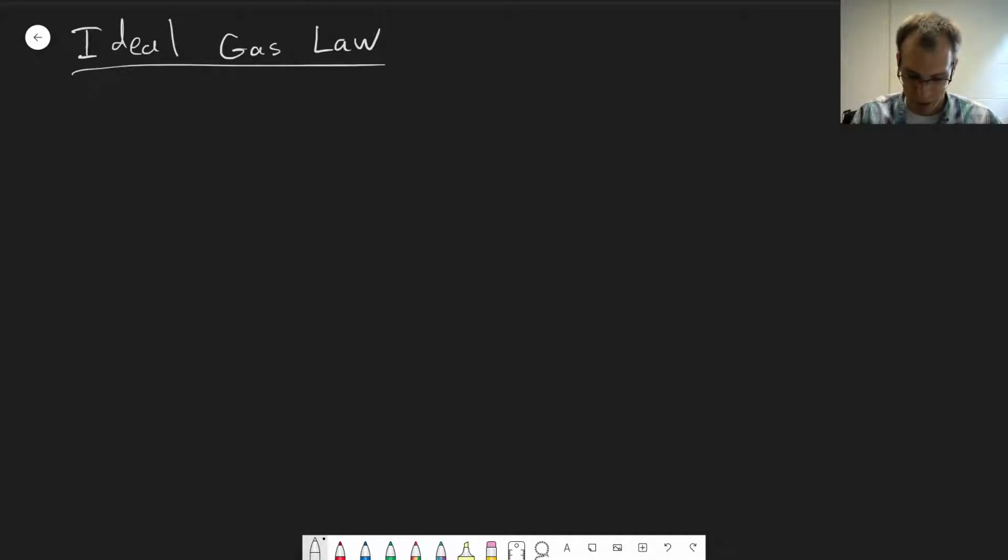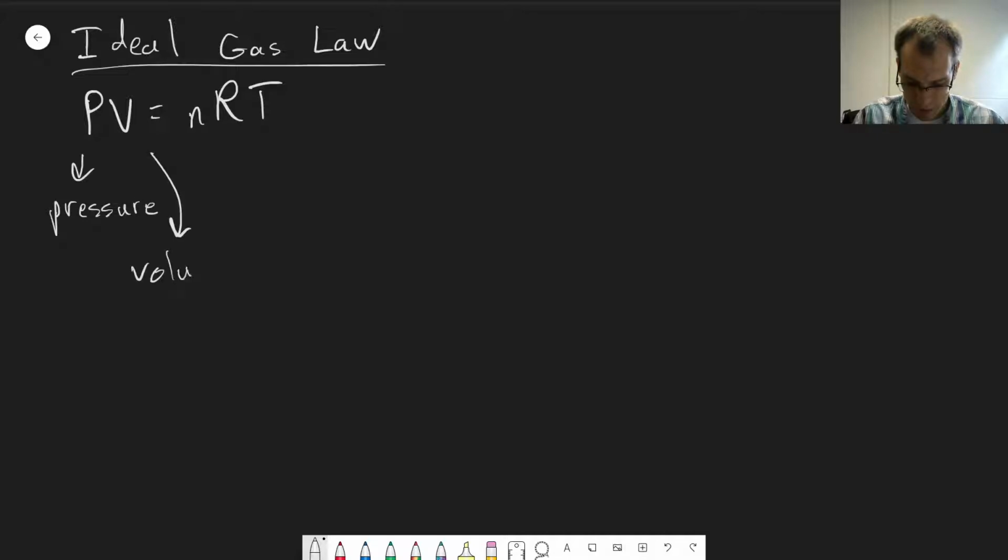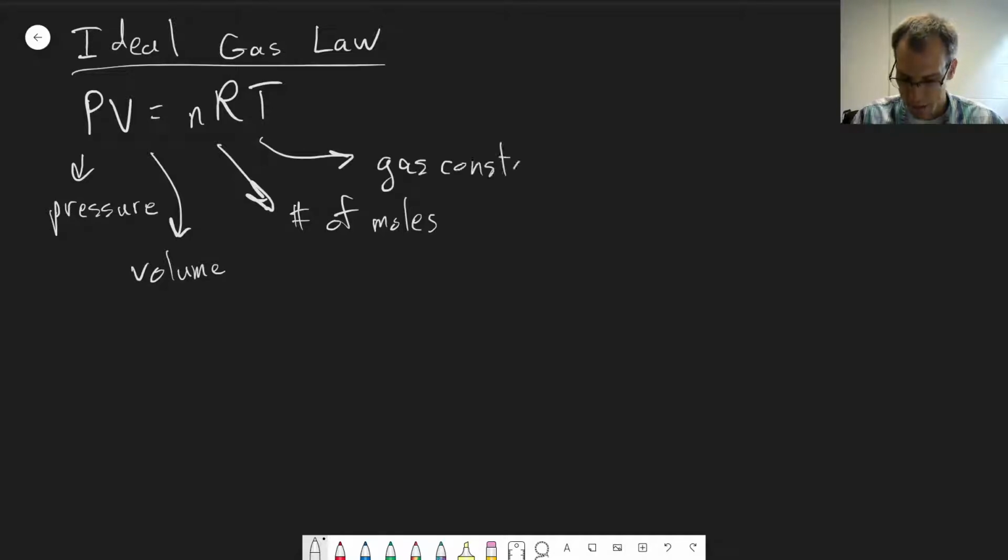Just as a reminder of what the ideal gas law is when we're talking about gases, we have this equation PV equals nRT, where P is the pressure of the gas, V is the volume, n is the number of moles, R is the gas constant, and this can be found in a variety of units, and T is the temperature.